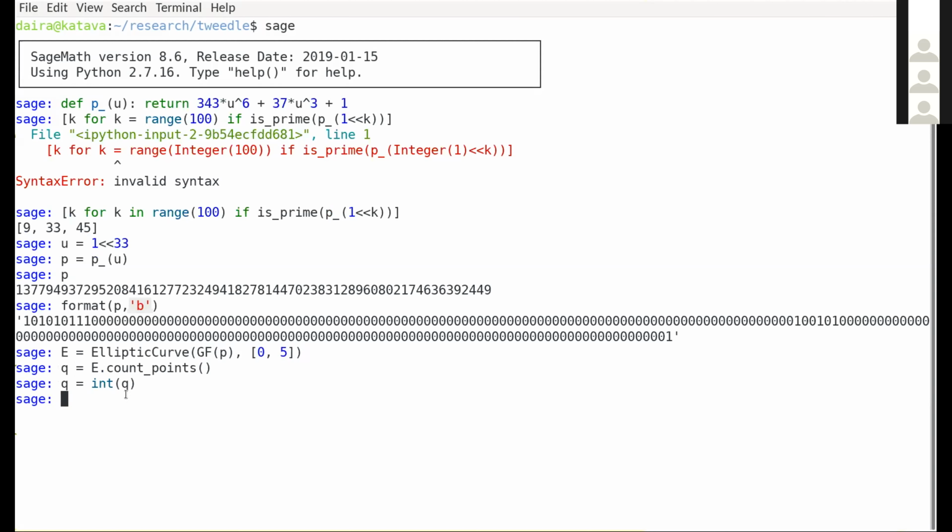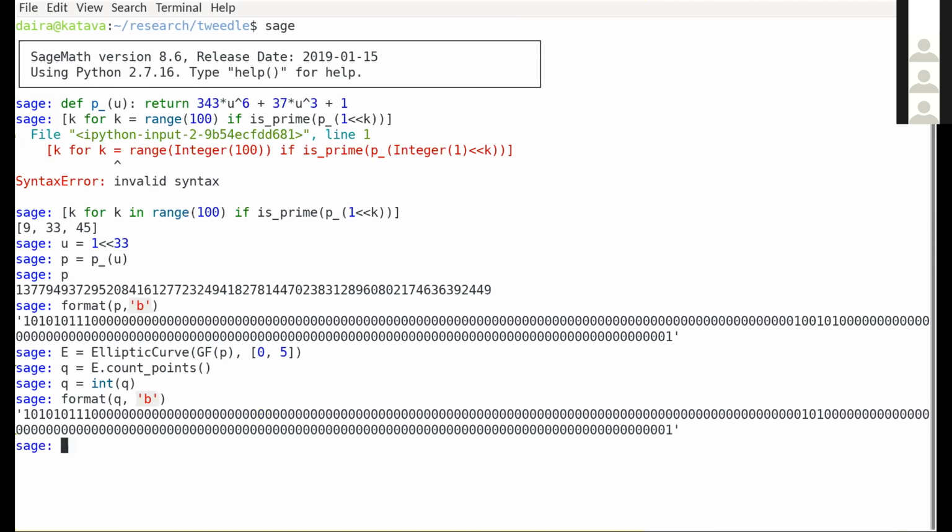Sometimes you have to convert things to Python integers in Sage. So let's see what that order is. Okay, it's this. Well, that's interesting because it's very similar to P. So is P prime, by the way? Yes. Can we just check? I mean, I checked it above.